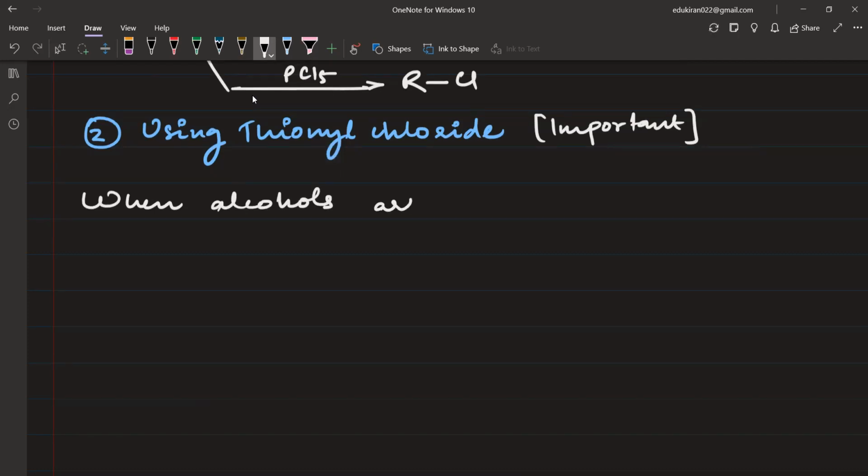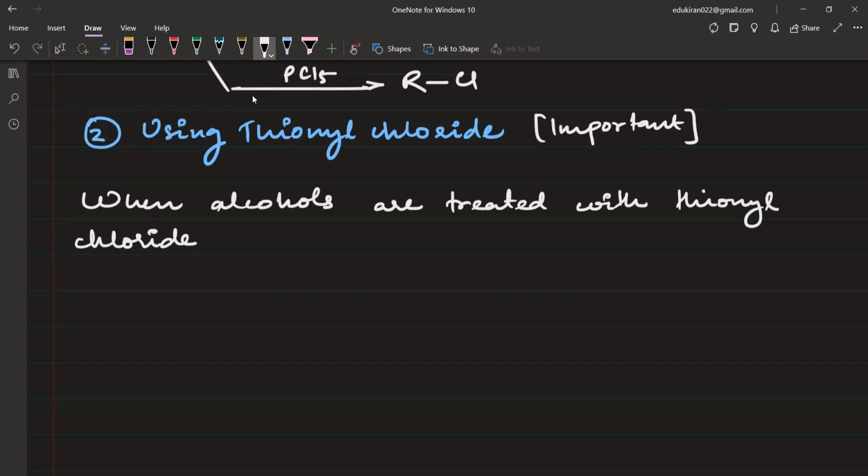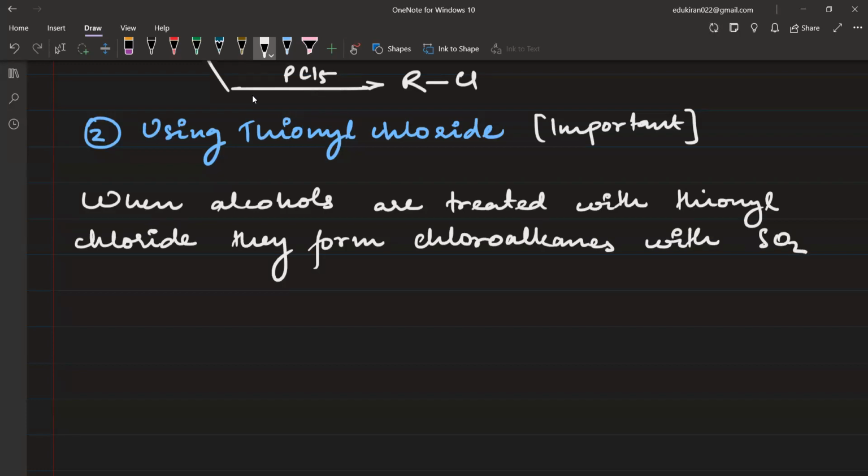When alcohols are treated with thionyl chloride, they form chloroalkanes with SO2 and HCl gas. You will remember everything here, okay? And here the byproducts are also very important.